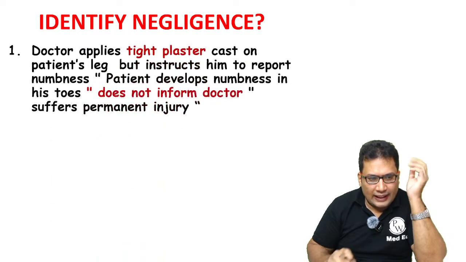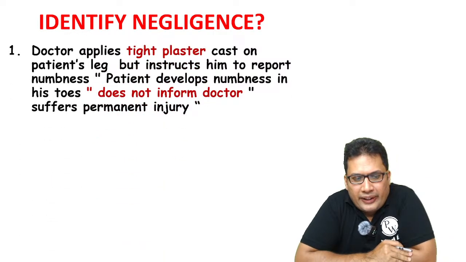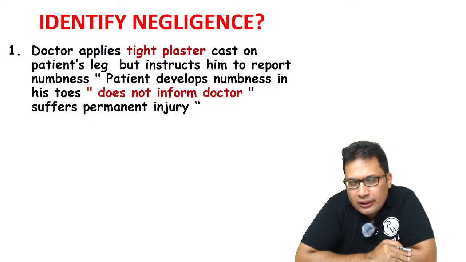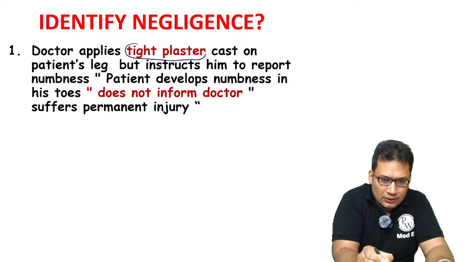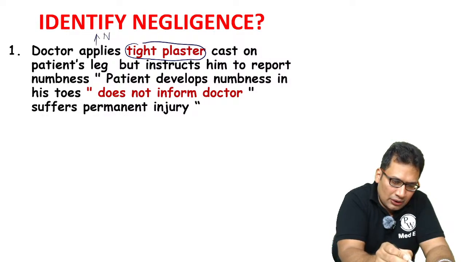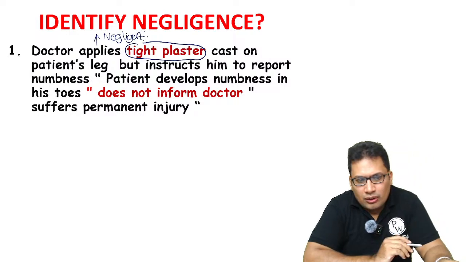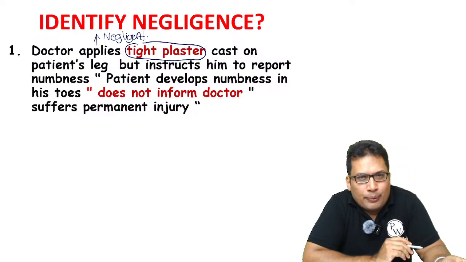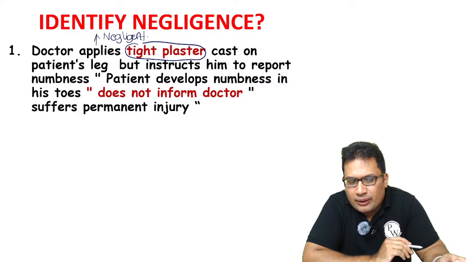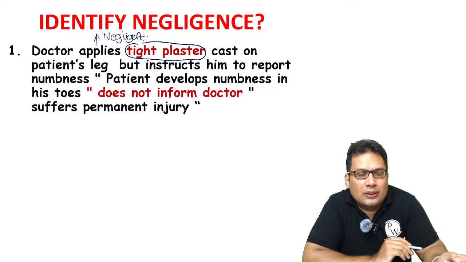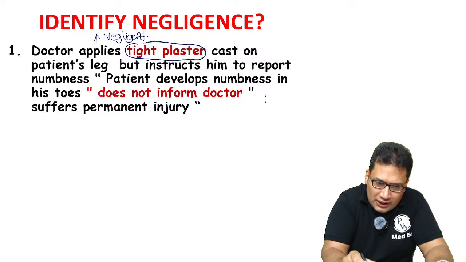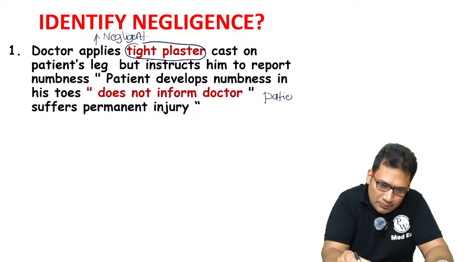Now identify this negligence. Doctor applies a tight plaster cast on the patient's leg. So the doctor is negligent. But he instructs the patient to report numbness. The patient develops numbness in his toes, does not inform the doctor, so the patient is also negligent.